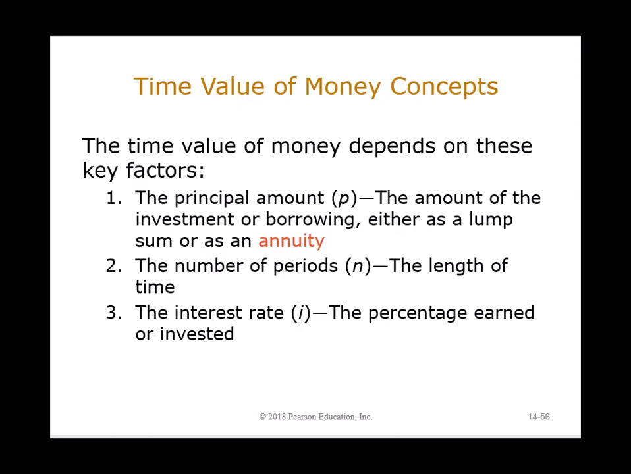The number of periods always refers to the number of interest periods. That may or may not be the same thing as the number of years. So for instance, if I said that we were talking about a 5-year bond with semi-annual interest payments, your number of periods would not be 5, it would be 10. Because while the bonds are 5-year bonds, if interest is going to be paid twice per year, then you have a total of 10 interest periods. So the number of periods always represents the number of interest periods. That's something very important to remember.